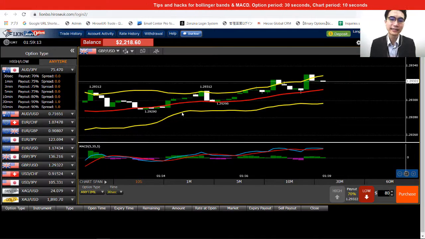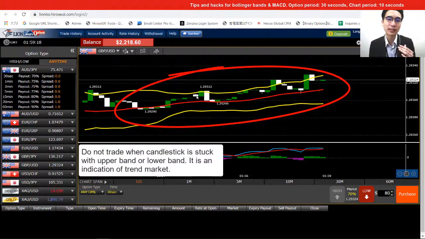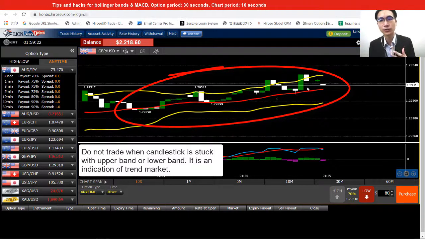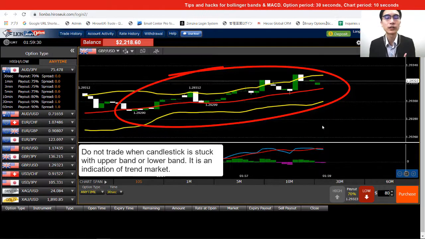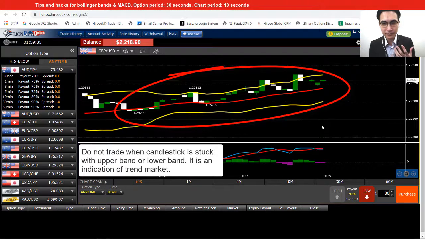Okay, so this is when you should not trade. You see here, the candlestick keeps moving towards the upper band consistently. It's not touching the lower band at all. So here we can identify that the market is in an uptrend.